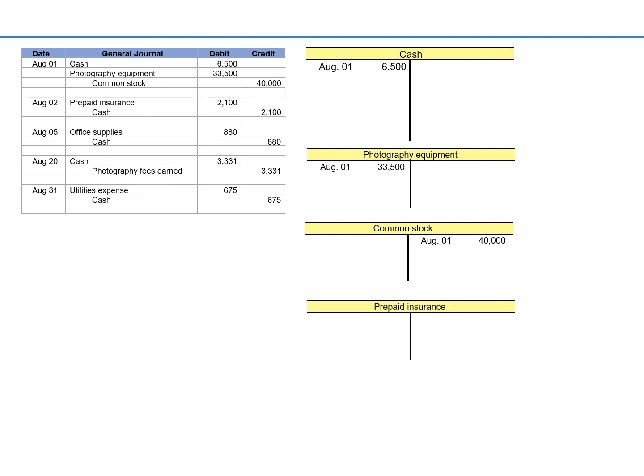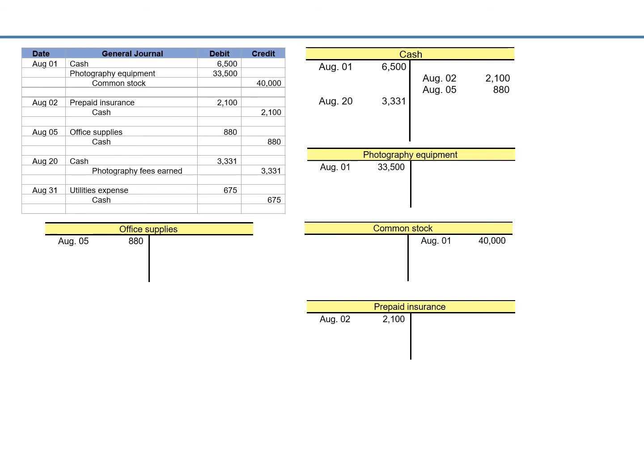Prepaid insurance, we have a debit of $2,100, so that gets posted to the debit or the left side of the T account. Then we have cash credit for $2,100, so that gets posted to the right side of our cash account. Then we have office supplies. Our debit for $880 goes to the left side. Then the other side, the credit side of that transaction is cash, so we have another transaction there on the right-hand side of our cash T account.